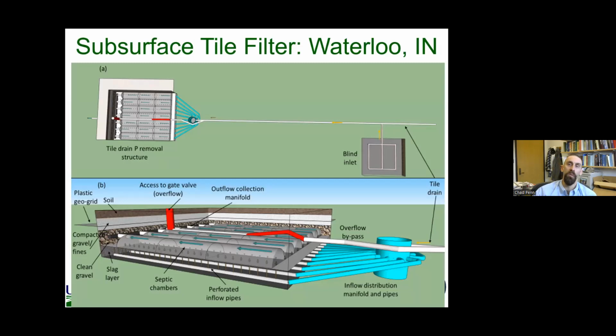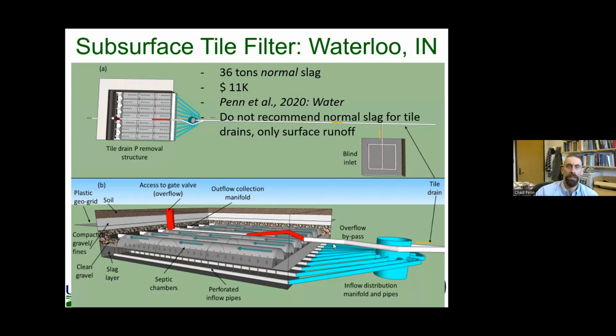Here's one we built in Waterloo, Indiana. This one flowed from the bottom up. We also built a blind inlet there and plumbed it into it. So this particular tile drain filter was treating not only the subsurface tile drain, but also all the surface water at the site that was accumulating at the blind inlet. In this particular case, we used 36 tons of a normal slag. It cost about $11,000. It worked okay for about a year.